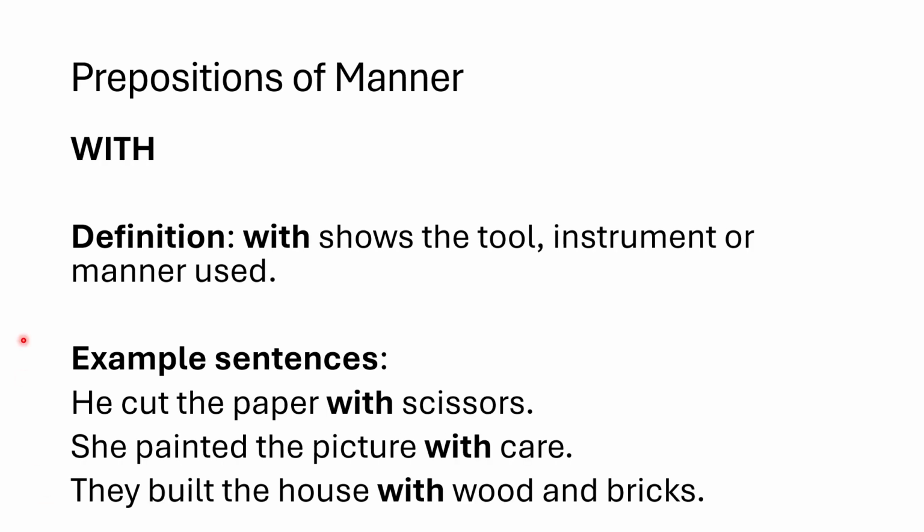Here is the preposition with. This is the definition. With shows the tool, instrument, or manner used. Listen to the example sentences. He cut the paper with scissors. She painted the picture with care. They built the house with wood and bricks.